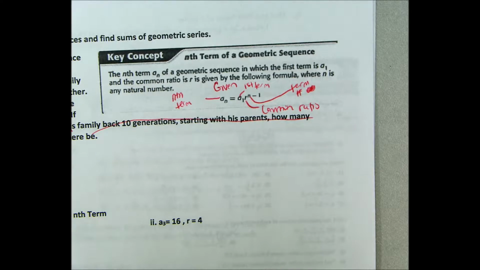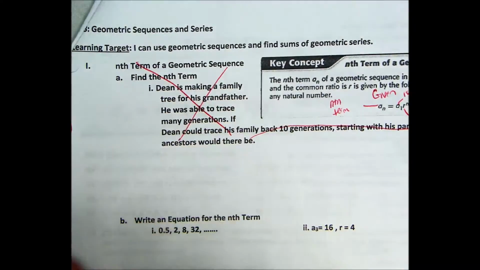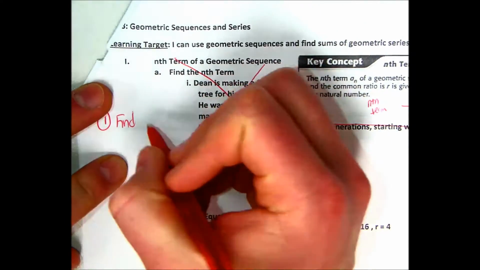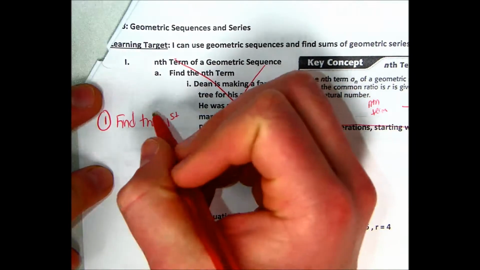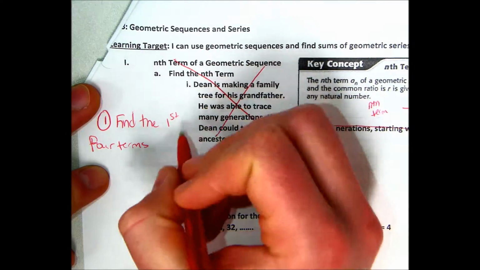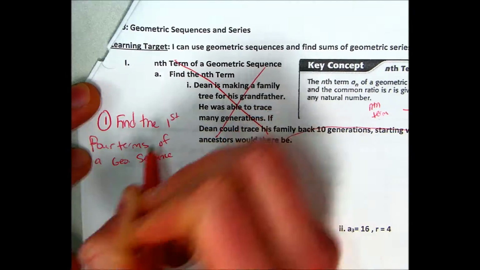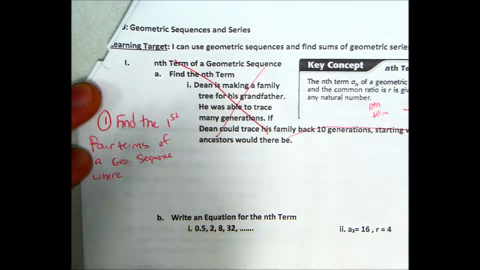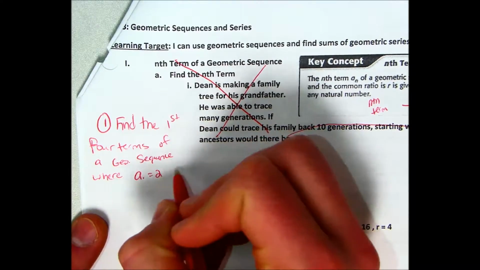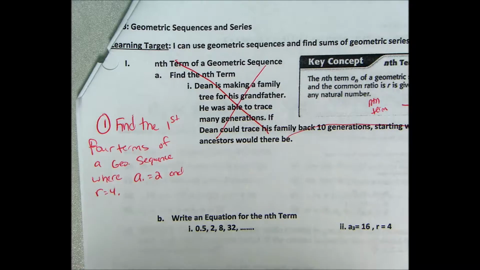But now my first example I'm going to give you, we'll put it way up here in the left corner, is just: find the first 4 terms of a geometric sequence where A1 equals 2 and R equals 4. Now, if A1 is 2, we're going to answer this.